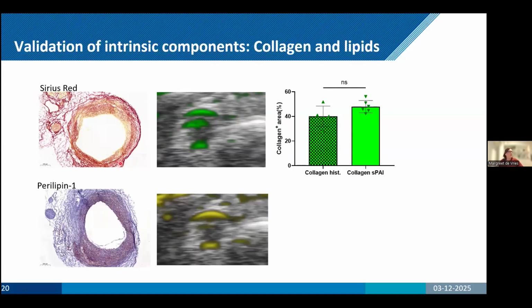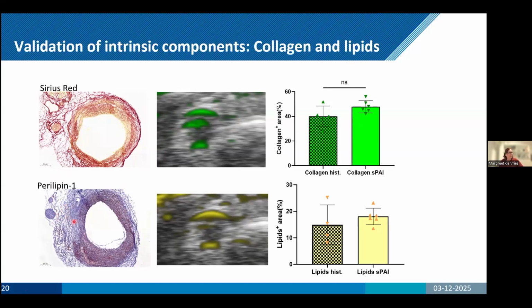And we also did this for the lipids or the fat. And for that, we used the perilipin-1 staining. And also we saw comparable levels between the histology numbers and the photoacoustic numbers.